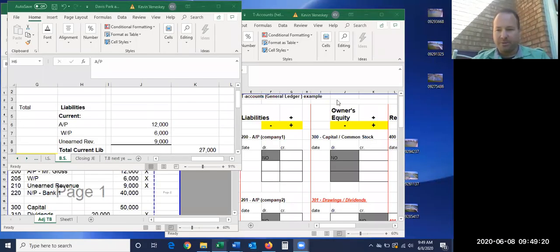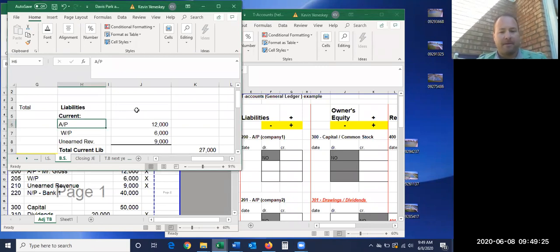I'm sorry, I don't have my screen shared. Let me get that up. There, that's better. All right, now you should be able to see everything.